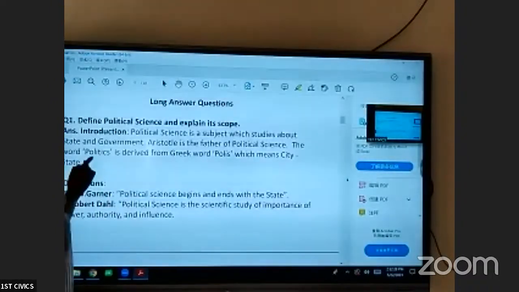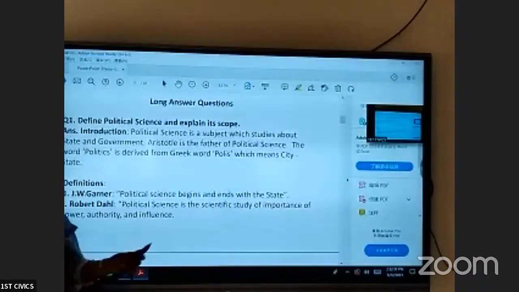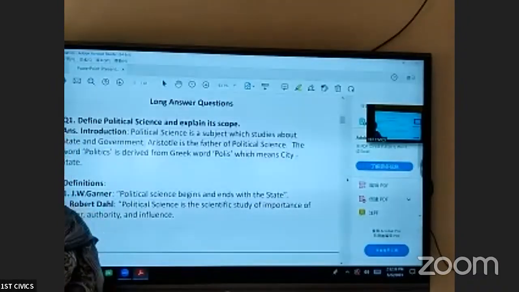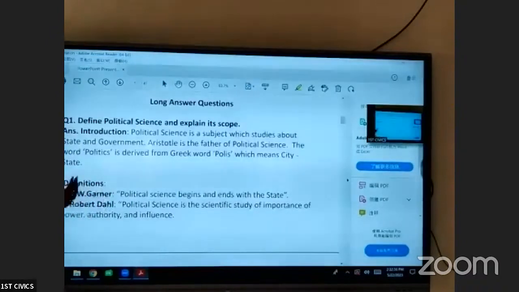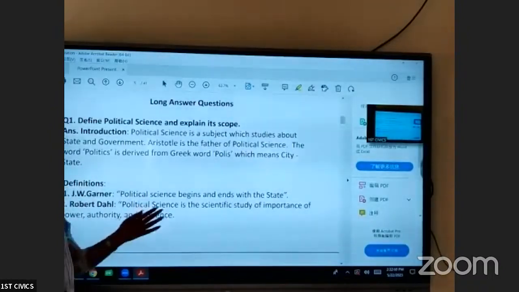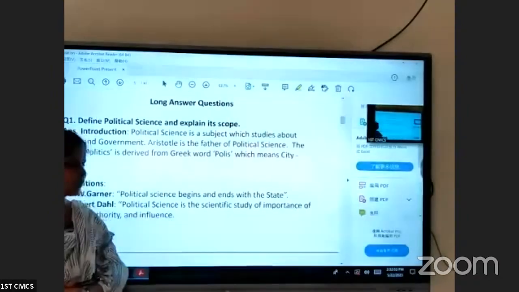Now, this word politics, it is derived from the word polis, which means city-state. Aristotle, he used the word politics for the first time in his famous book, Politics, in 4th century BC. Coming to the definitions of political science, according to J.W. Gardner, political science begins and ends with the state.